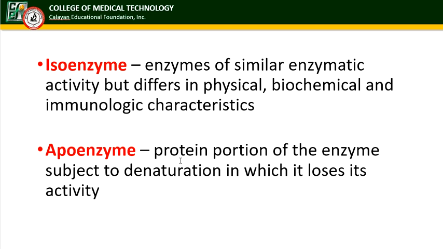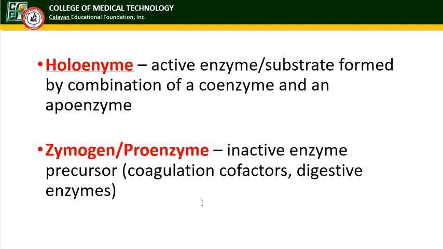So apoenzymes naman is the protein portion of the enzyme subject to denaturation in which it loses activity. So siya isang portion ng enzyme. Holoenzyme, so activate enzymes or substrate formed by combination of coenzyme and an apoenzyme. So coenzyme plus apoenzyme equals holoenzyme. Last, zymogen or proenzyme, so inactive enzyme precursors. So siya yung mga coagulation factor and digestive enzymes. So tandaan ang meaning ng mga ito.